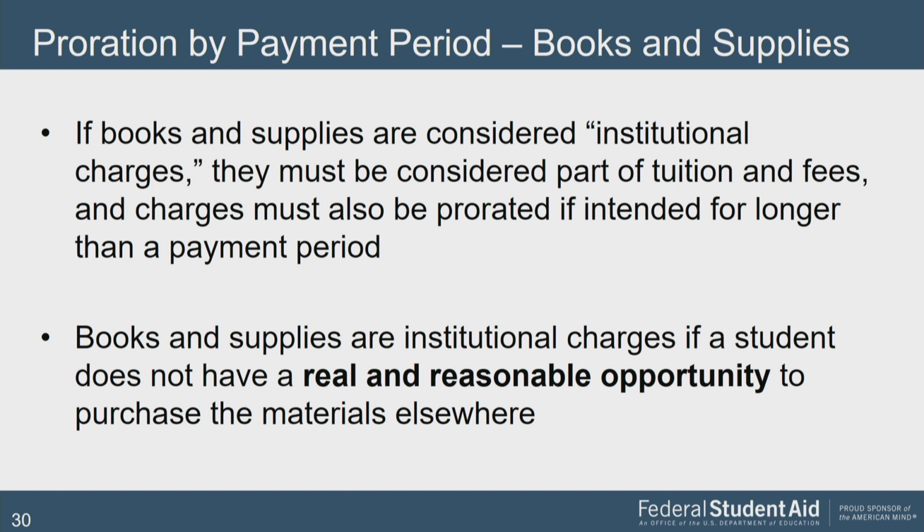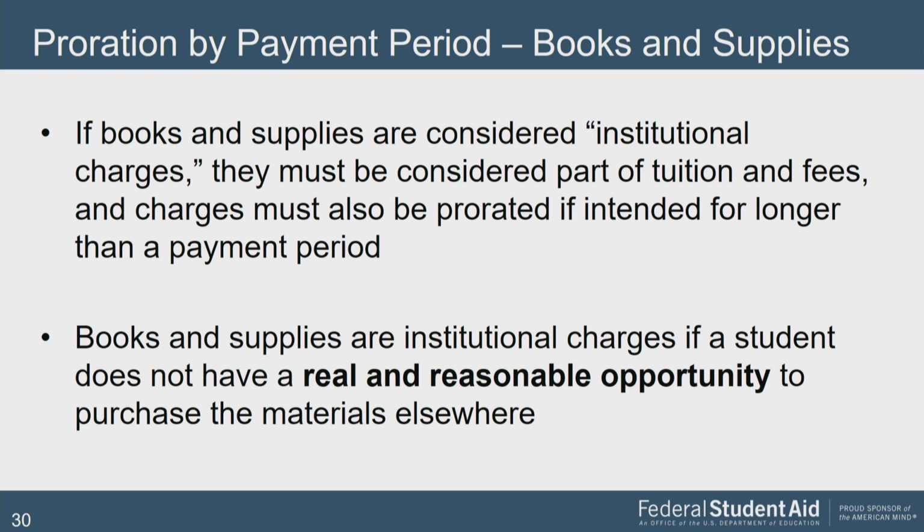Okay, let's talk about prorating payment period, books and supplies. If books and supplies are considered institutional charges, they must be considered part of tuition and fees. So let's go back to initially when David was talking about what constitutes these institutional charges and what's going to constitute non-institutional charges. The books and supplies can only be a non-institutional charge if there's a real and reasonable opportunity for the student to purchase elsewhere. If that's not the case, then those books and supplies are necessarily going to be institutional charges, and they must be considered part of tuition and fees.